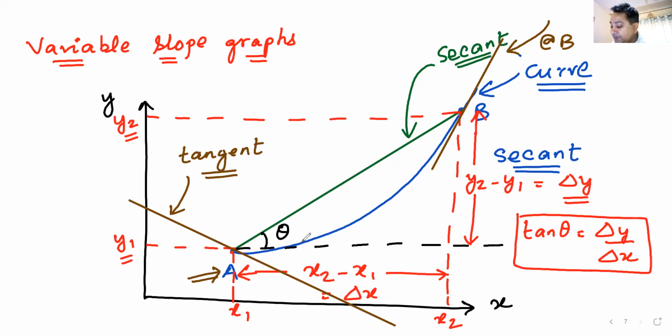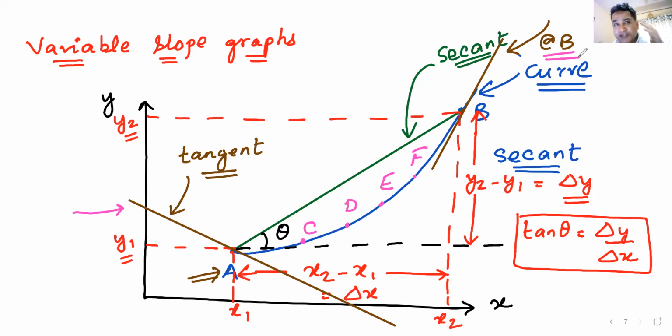There could be this point C, this point D, this point E, this point F. There could be different points. In fact, there are an infinite number of points on this curve on which I can draw a tangent. Can I draw a tangent at infinite points? Yes.